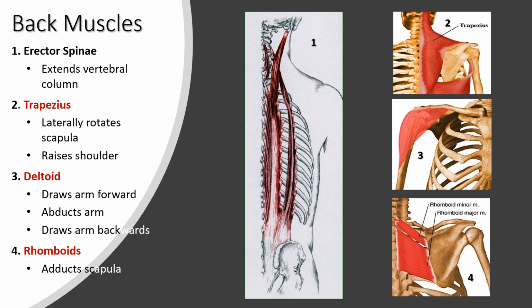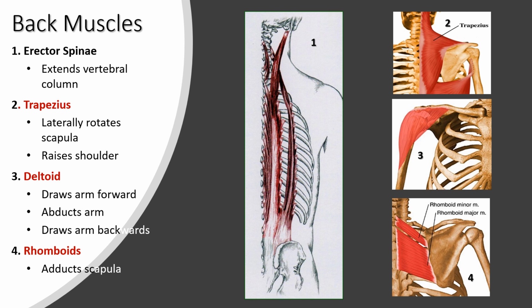So the upper fibers of the trapezius raise the shoulders and lift the scapula, and also help to rotate it laterally. So as you rotate your shoulders round, it's laterally rotating the scapula and bringing it backwards to help that lateral rotation of the arm. It raises the shoulders, those upper fibers, but also the lower fibers protract the scapula and bring it downwards. Then we have the deltoid.